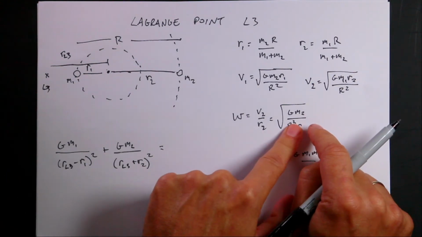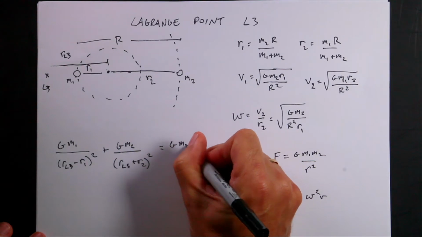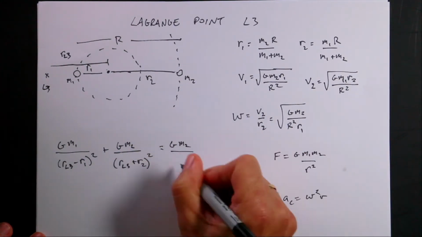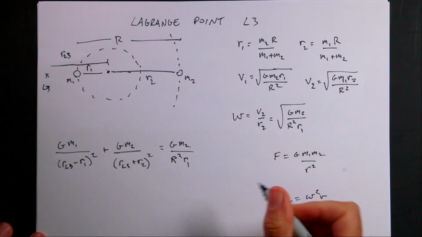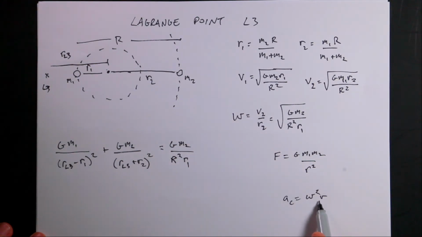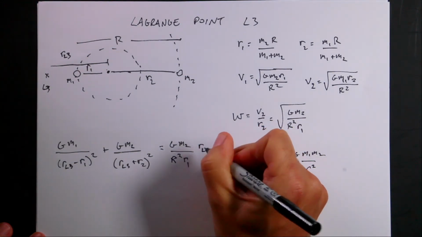So if I put this in, I have to square this. So it's going to be GM2 over big R squared, r1, and then I have to multiply that by RL3. I think that's right.